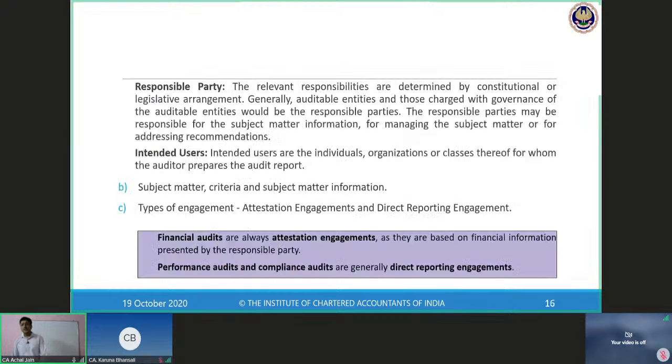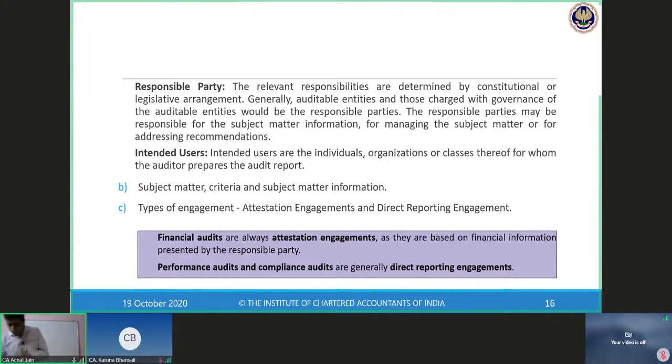Second is the responsible party. Now who is the responsible party? The relevant responsibilities are determined by constitutional or legislative arrangement. Auditable entities and those charged with governance of the auditable entities will be the responsible parties. So that means the entity itself, correct? Or the PSU itself. Third is the intended user. Who are the intended users? Individuals, organizations for whom the auditor prepares the audit report. So that means it's all about the stakeholders.